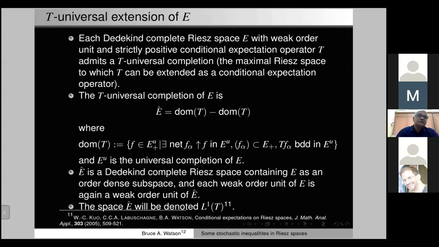Okay, next to our T universal extension. So we have a conditional expectation, and now we're going to take our life to a Dedekind complete Riesz space.